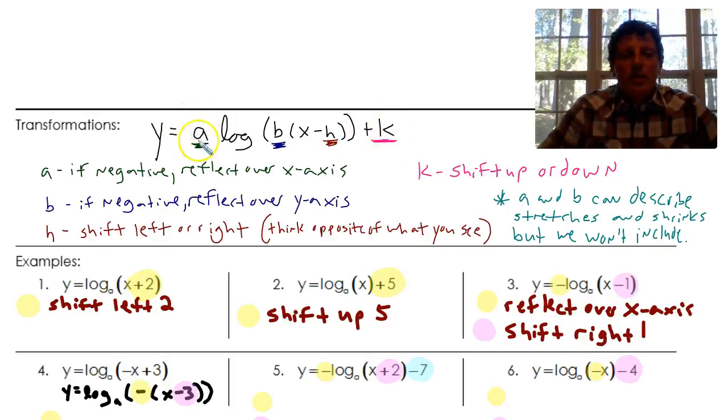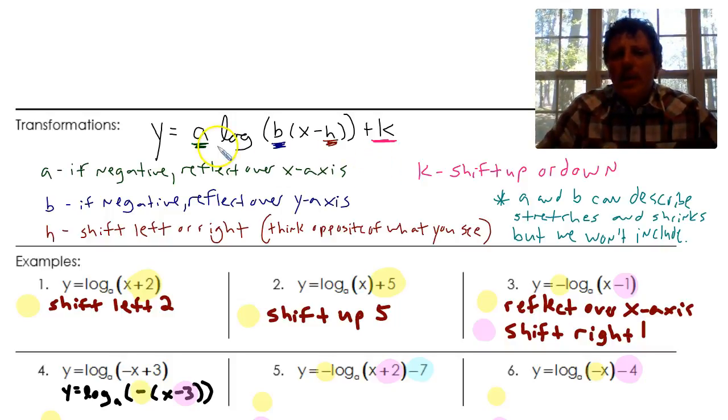So for the number at the very front, if a is negative, we will see what's called a reflection, and it's going to be a reflection up or down across the x-axis. If b is negative, if the coefficient inside the logarithm is negative, then that's going to be a reflection over the y-axis. So that would be left to right, reflecting across the vertical line, which is the y-axis. Shifts left and right happen inside the logarithm with x plus or minus a number, and you always have to think it's the opposite of what you see. And any plus or minus at the end is going to indicate a shift up or down. I hope by now that this is starting to feel familiar to you, because these are the same types of transformations that we've seen over and over again.